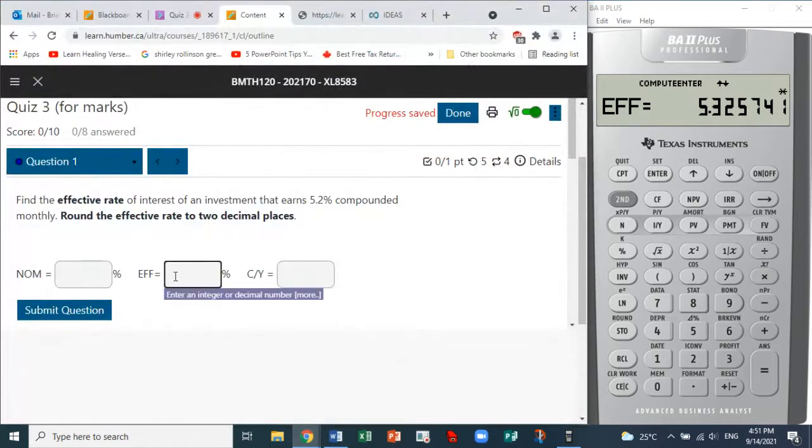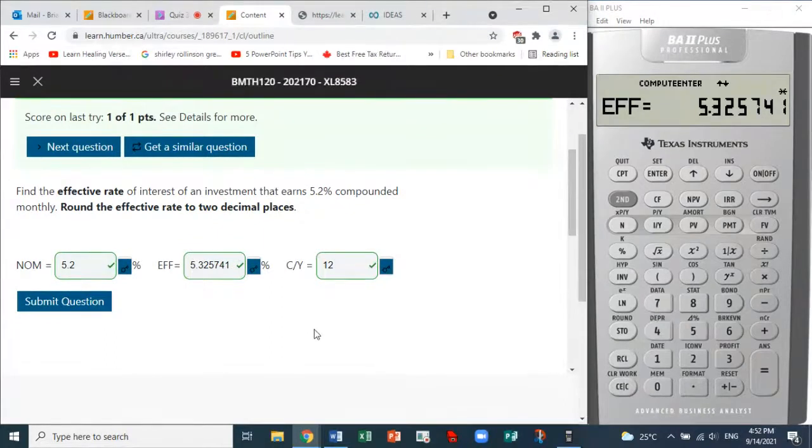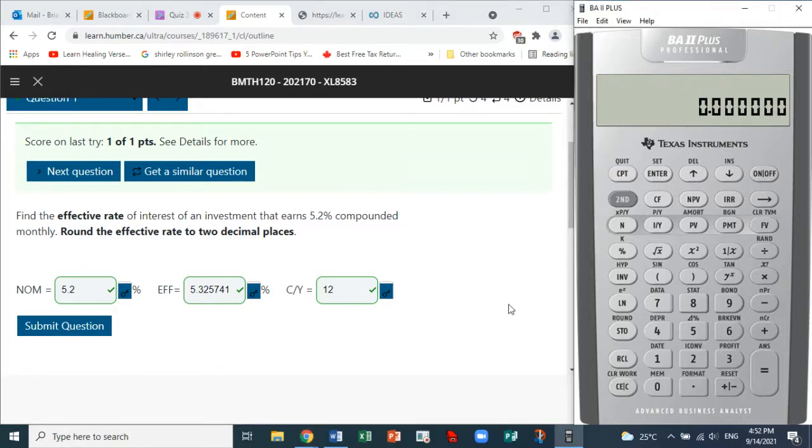All right, so let's go back to the question. If we put that in here, we can paste that value. And this is 12, and this is 5.2. Now let's see if it accepts that. It says to round to 2 decimal places, but it probably will accept it. Yes, very nice. So that is question number 1. So that is how you do it. You've learned a new feature, and to get out of here, it's usual to quit. You go second CPT, and that will take us out of there. All right, so next question. Let's go to the next question.